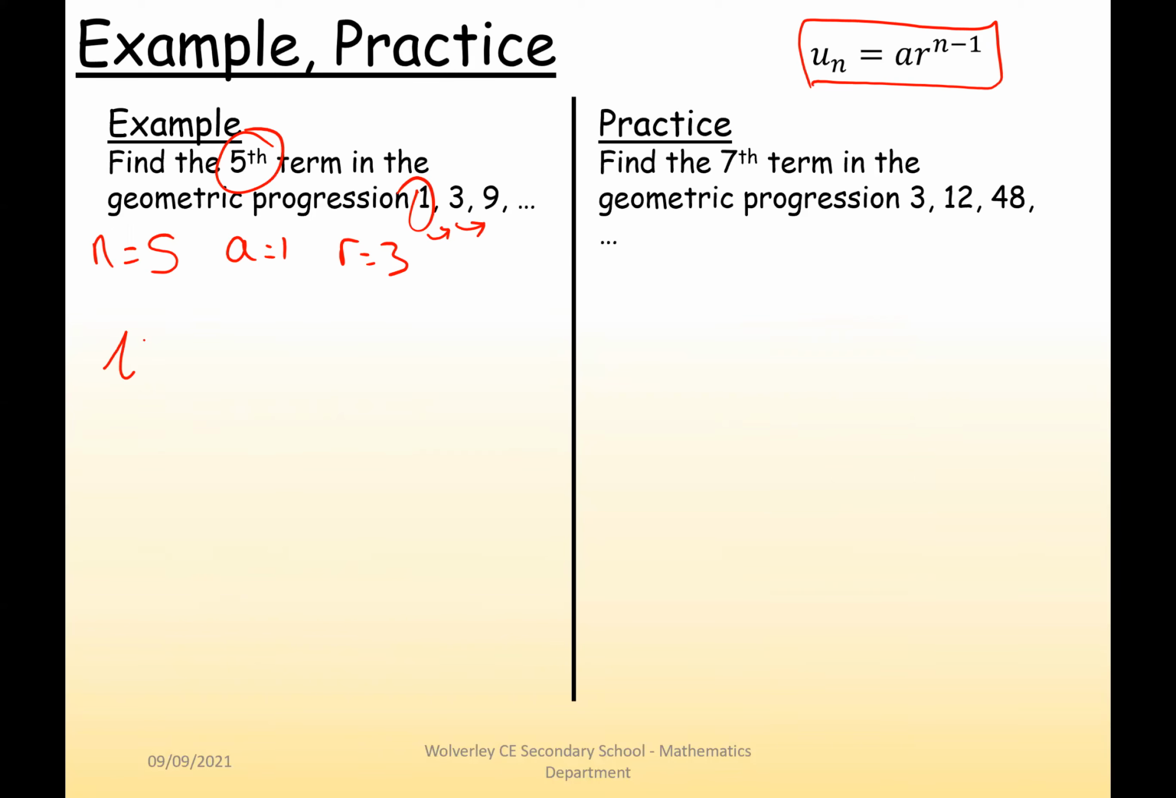So the 5th term, u5, is going to be 1 lot of 3 to the power of 5 minus 1. 1 times anything is just itself, so we can ignore that. We've got 3 to the power of 5 minus 1, which is 4, so 3 to the power of 4, which is going to be 81. So there we go. Without working our way all the way through, we've got there from one small formula.